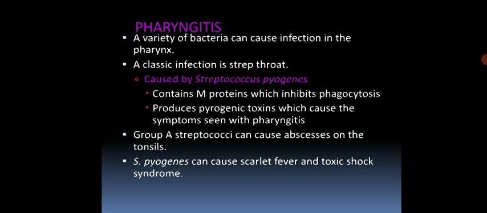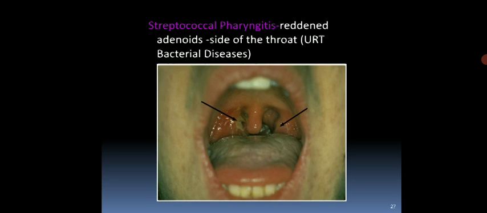Then pharyngitis. A variety of bacteria can cause infection in this category, that is the pharynx, and the classic infection is strep throat, and it is caused by Streptococcus pyogenes, and it contains M protein which inhibits phagocytosis and produces pyrogenic toxin which causes symptoms seen in pharyngitis, and it is caused by group A streptococci, and Streptococcus pyogenes can cause scarlet fever as well as toxic shock syndrome. In this picture you can see streptococcal pharyngitis in the throat. In these white patches you can see bacterial growth, and this is caused by streptococcal pharyngitis.